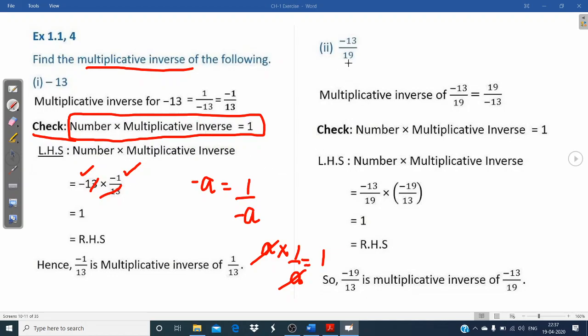Now, the second part: the multiplicative inverse of minus 13 by 19. It is the reciprocal, so what will it be? The multiplicative inverse will be 19 upon minus 13. And you can check this. When this number is multiplied by its multiplicative inverse, you will get 1, which means you have done this question correctly.